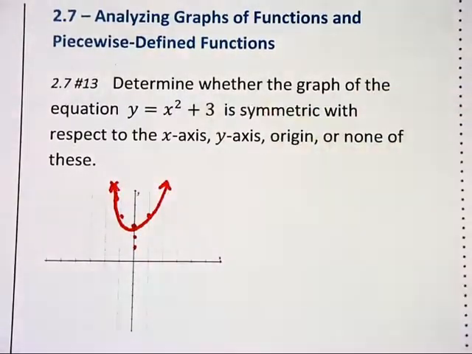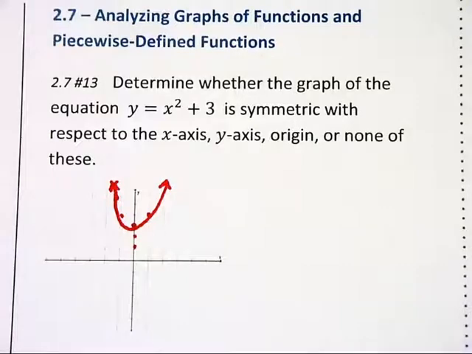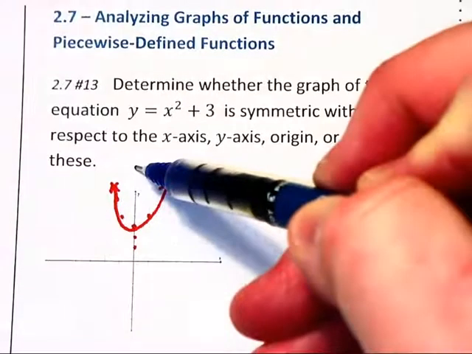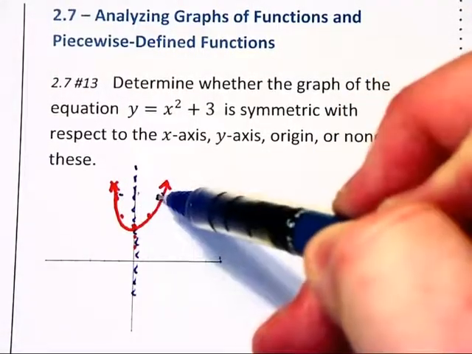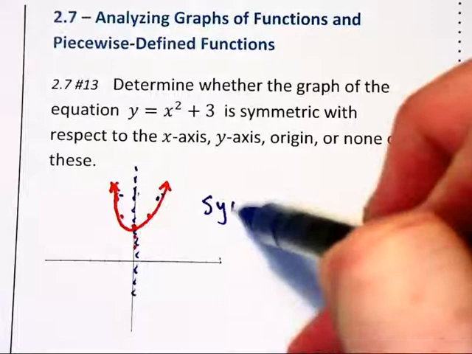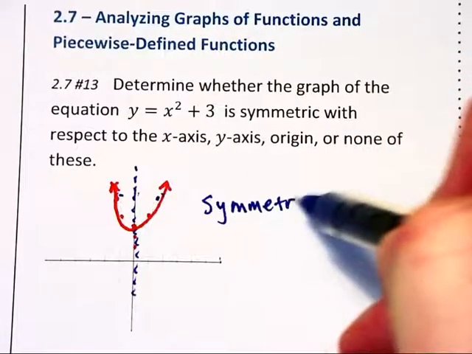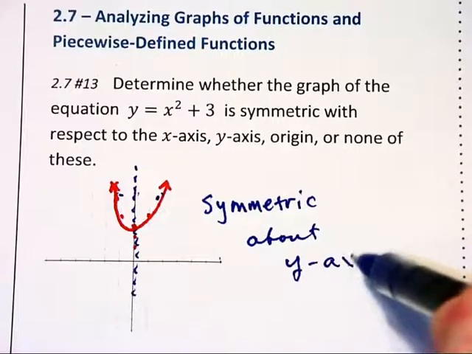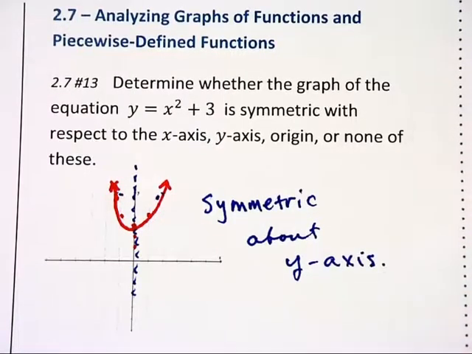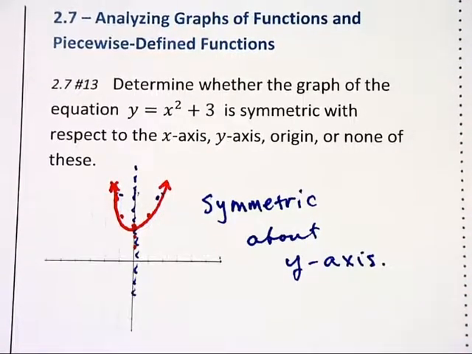I know that's kind of dorky looking. Now, is this symmetric about the x-axis, the y-axis, or none of these? We have a y-axis here that we have a mirror image on both sides of, so this is symmetric about the y-axis. And we're just basing this upon the graph we're looking at.